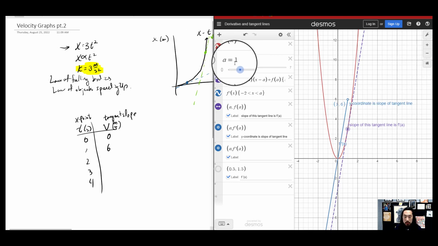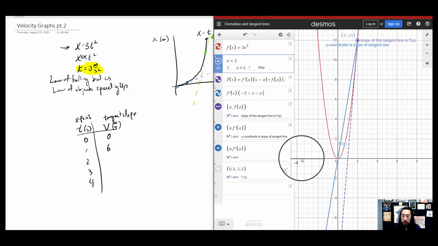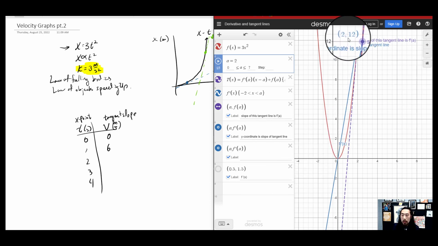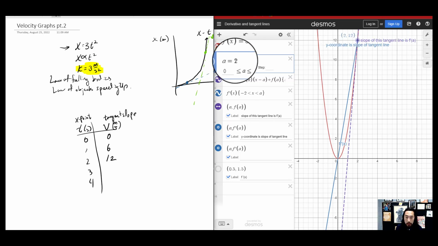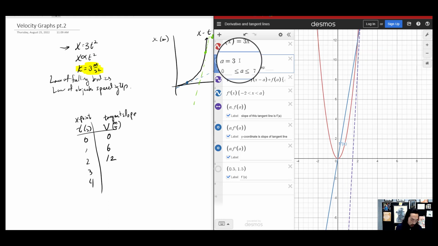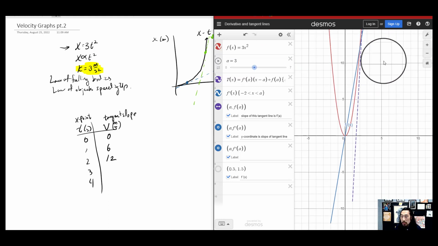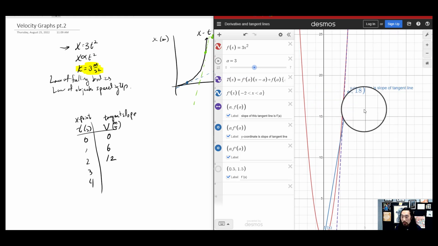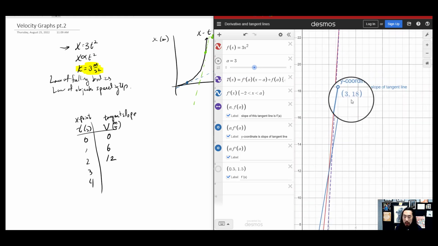Now let's increase this to 2. I think I'll just plug it in. There we go. At 2, we can see all the way in the top where it says 2-12. So that would be 12. And let's do that for 3 seconds. Okay. And at 3 seconds, it's kind of hard to see because it's all the way up there. There we go. At 3 seconds, we have a velocity of 18.